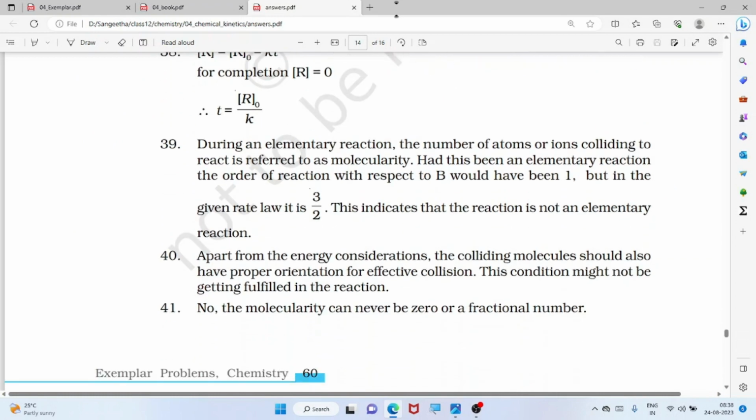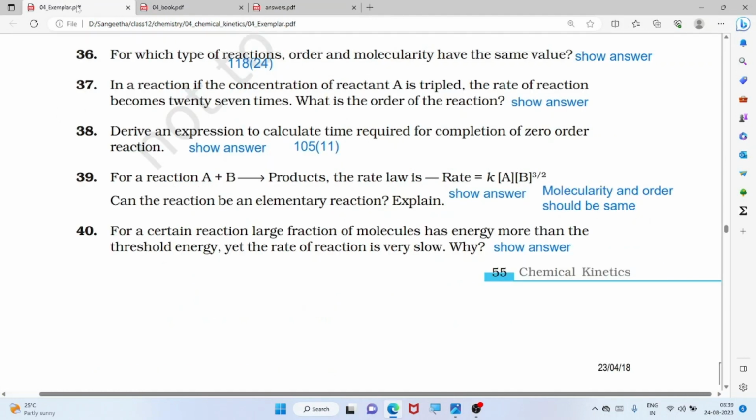During an elementary reaction, the number of atoms or ions colliding with each other is referred to as molecularity. This being an elementary reaction, the order of the reaction with respect to B should have been 1, because one molecule of B is reacting, but here it is 3/2. This indicates the reaction is not an elementary reaction. The order and molecularity should be the same for an elementary reaction. Here molecularity is 2, so this is wrong.